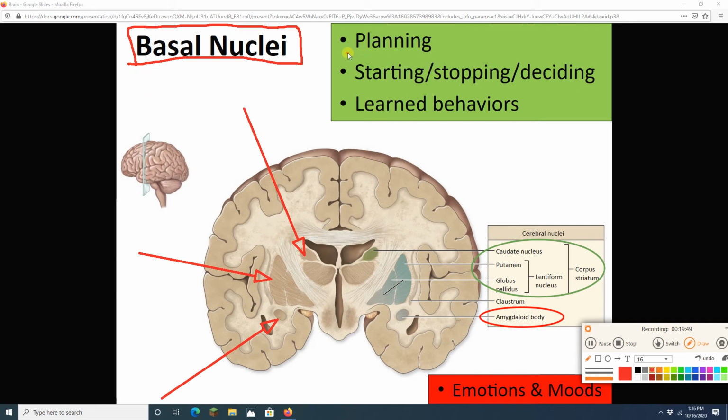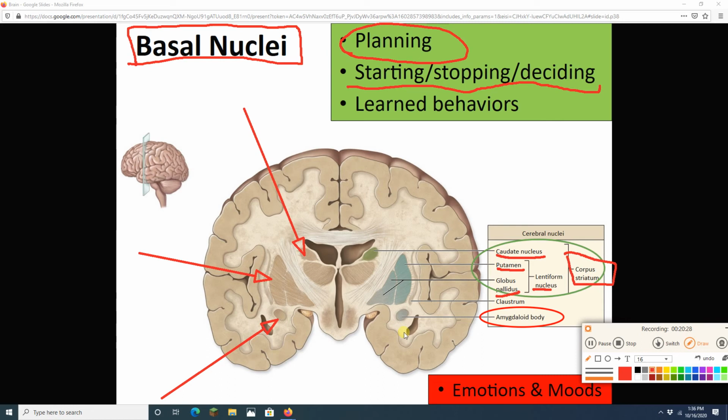Some of them are involved in planning movements, making sure movements are smooth, like deciding when to start and stop movements. The ones that are involved in that are the guys that are kind of more superior and more medial in our picture here. These three right here. There's one called the caudate nucleus, one called the putamen, and one called the globus pallidus. And these two guys make up something called the lentiform nucleus, and all three of them make up something called the corpus striatum.